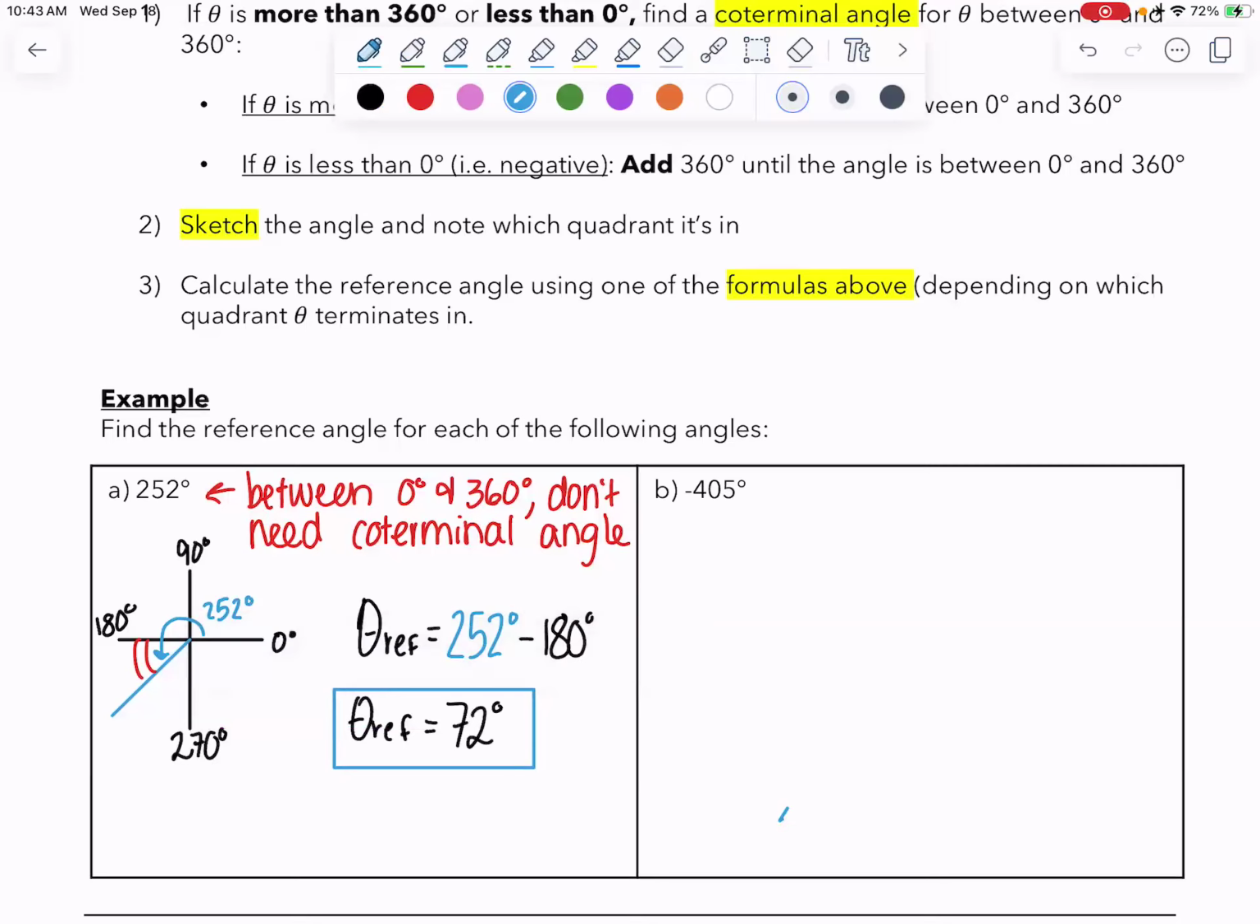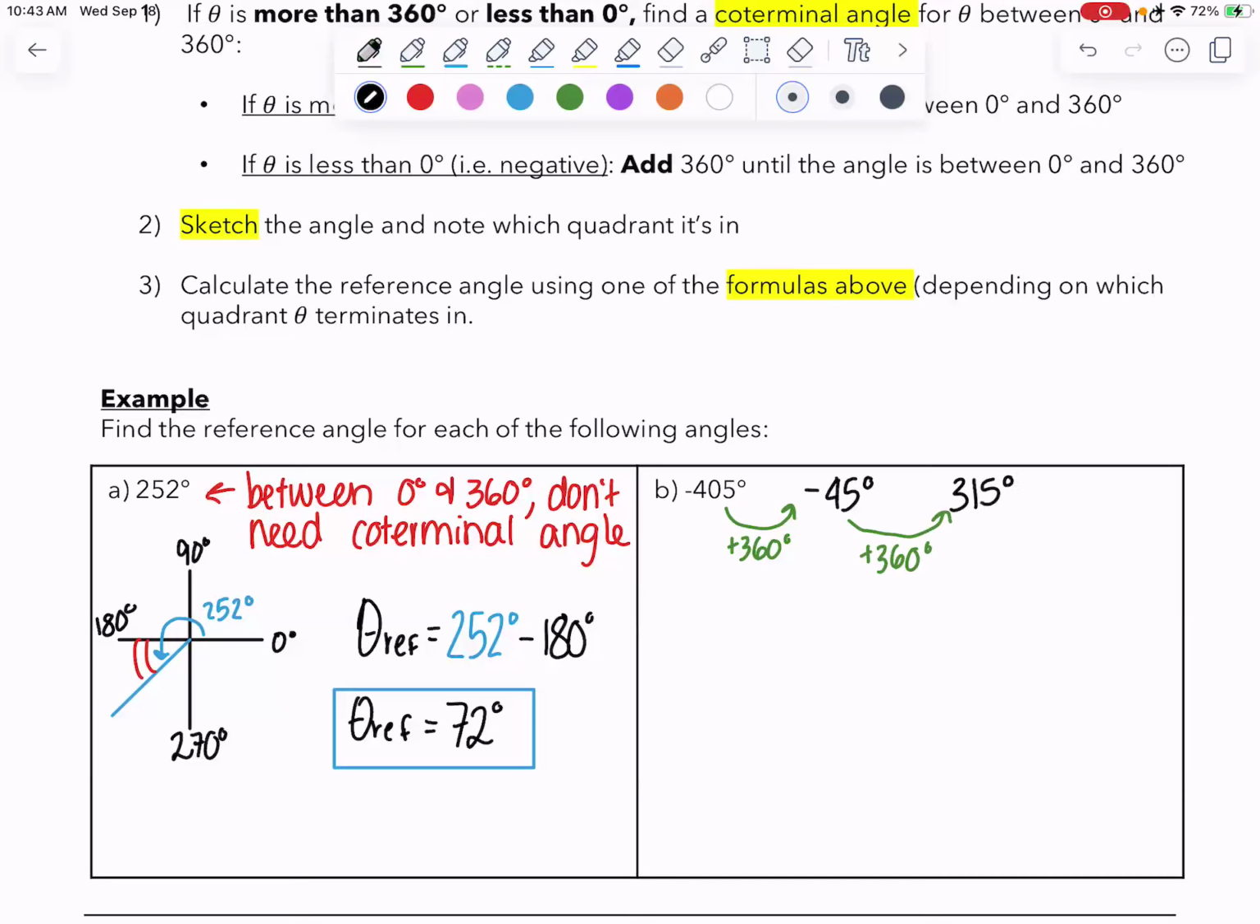Let's go ahead and do negative 405 degrees as well. So this guy's negative. That means we need to find a coterminal angle that is between 0 and 360. So I start by adding 360. When I do that, I get negative 45 degrees. So I need to add 360 again. And this next angle will be 315 degrees.